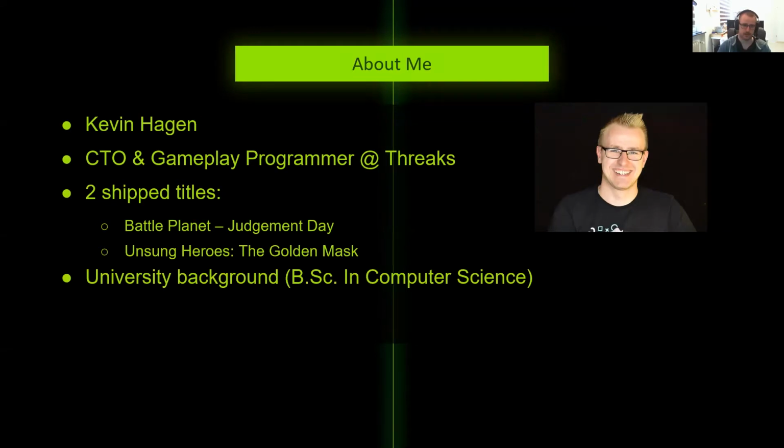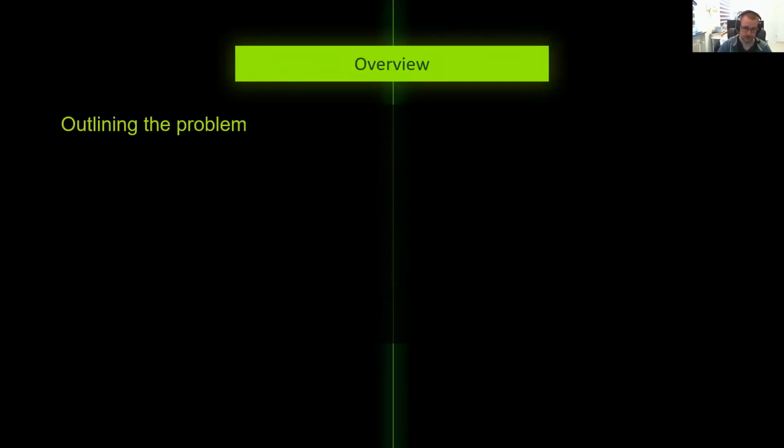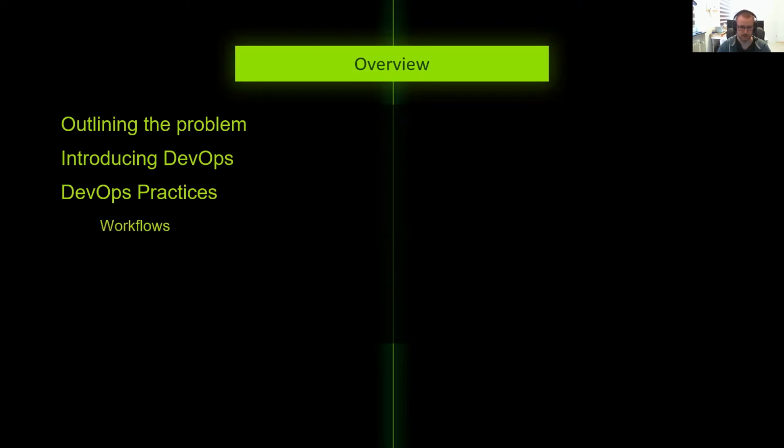So let's look at what I brought with me today. First, we will outline the underlying problem that we are trying to solve. Then, in order to solve this problem, I will introduce you to DevOps. And in order to delve deeper into the topic, we will look at some DevOps practices. Namely, we will look at workflows, testing, a thing called CI/CD. We will hear about it later, and metrics and monitoring. After that, we will finish the talk off with some closing words.